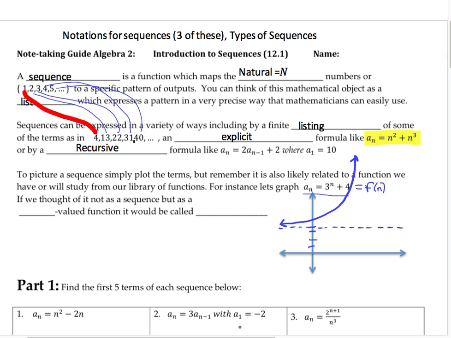So that's a function. That totally ignores the idea of a sequence. So if we thought of it not as a sequence but as a real valued function, it'd be an exponential, just like the blue curve I have right there. I guess I should have made this blue, but that's okay.